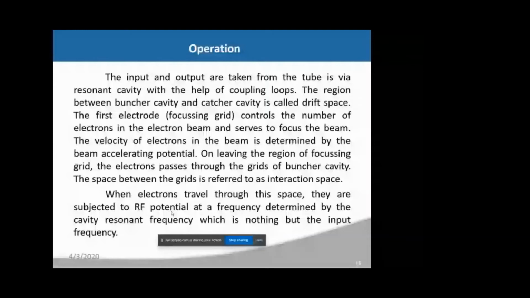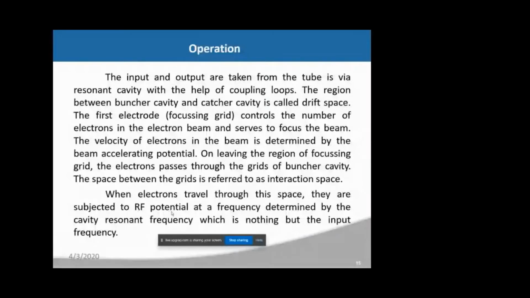The velocity of electron in beam is determined by the beam accelerating potential. On leaving the region of focusing grid, the electron passes through the grid of buncher cavity. The space between the grids is referred to as the interaction space. I already explained to you that the space between gap X and gap Y, also known as the space for interaction, is where the electrons can interact with each other.